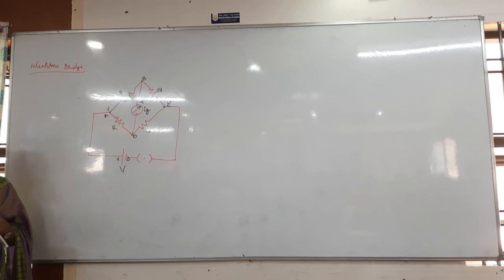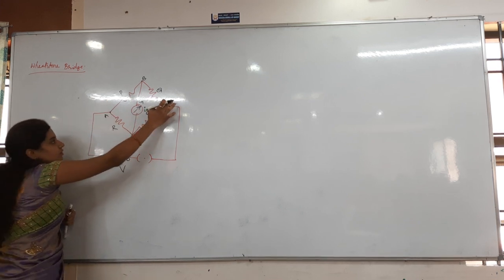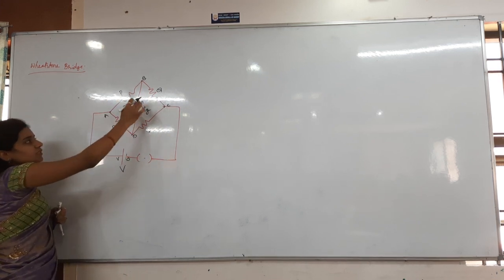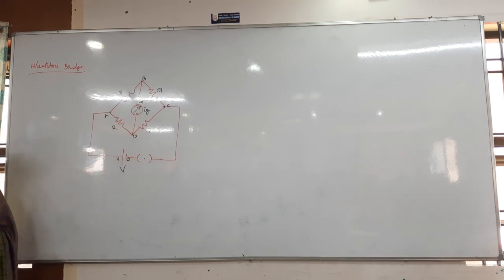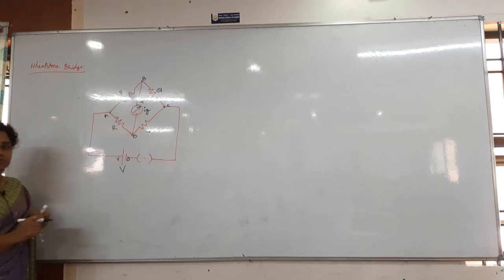Yes. So later on we will see the unbalanced conditions and all. Now before that, here this is not necessary. Now here I have taken 4 resistors, along with that I have taken a galvanometer to measure the current. Even the galvanometer has some resistance, that is G.